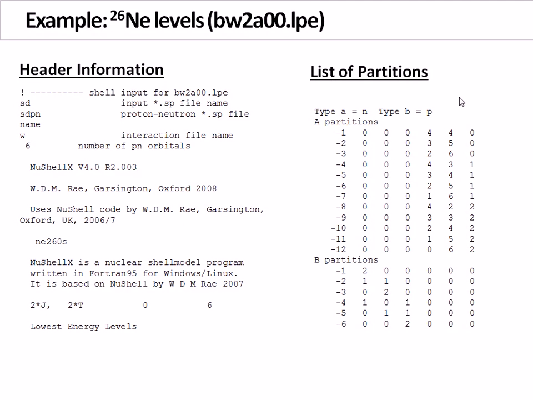So now I just want to show you what comes out in terms of these LPE files. So this is the level information for 0+ states in neon-26. Okay, so we've got 0, 0 at the end here, which is positive parity and total angular momentum 0. So this is just the first section of it.